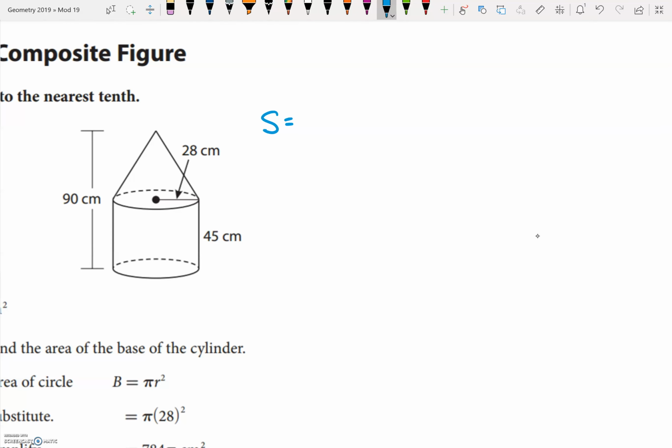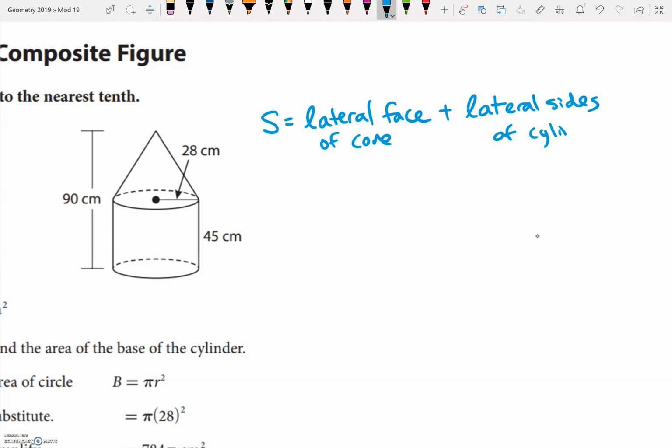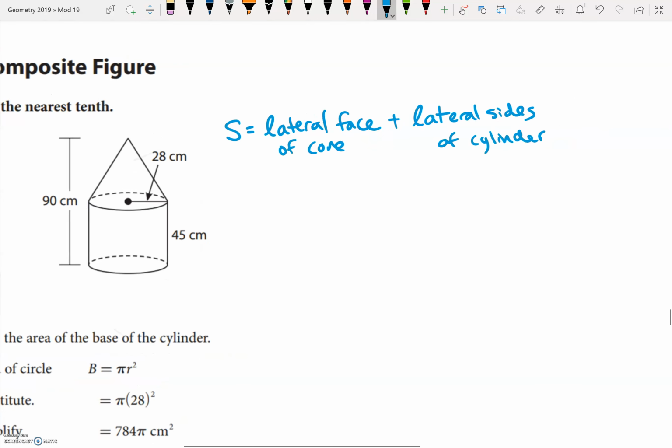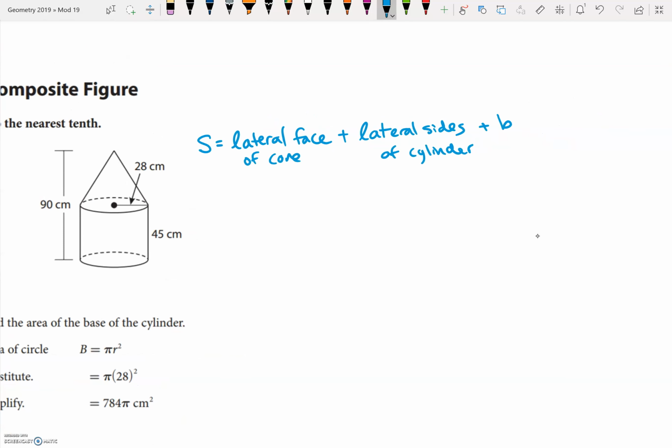We have the lateral cone part, so the lateral face of the cone. We have the lateral sides of a cylinder, so that's all the way around here. And then we also have the base.